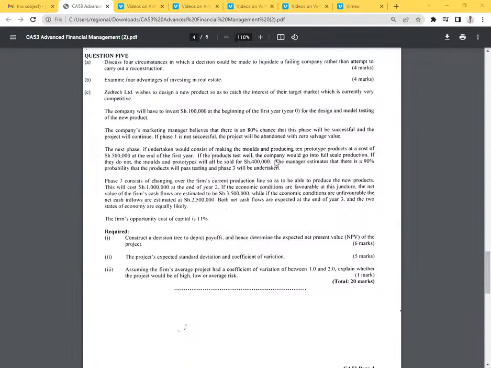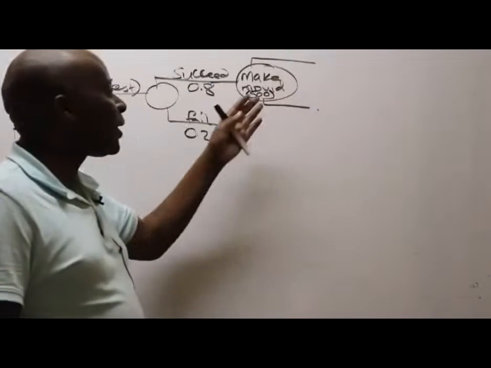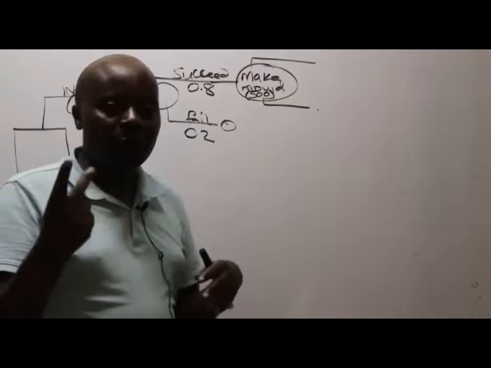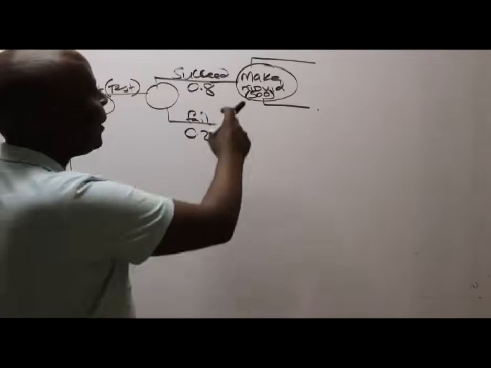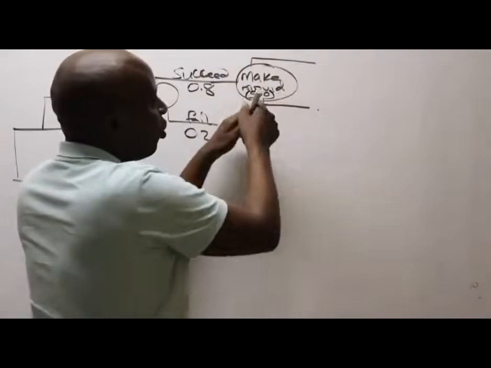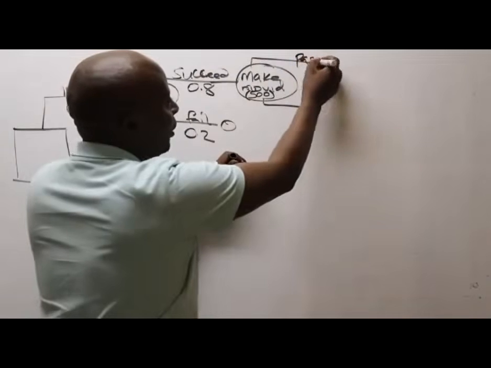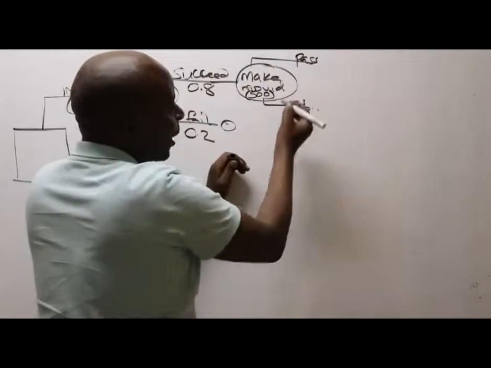If the product tests well, the company would go into full scale production. If they do not, the molds and prototypes will all be sold for 400,000. The manager estimates that there is a 90% probability that the product will pass testing, and that phase 3 will be undertaken. Ladies and gentlemen, for the molds and the prototypes we are doing here, there are two possibilities, and the two possibilities are probabilistic. That is why we are capturing them out of a circle. So the molds could either pass this phase, or they don't pass.